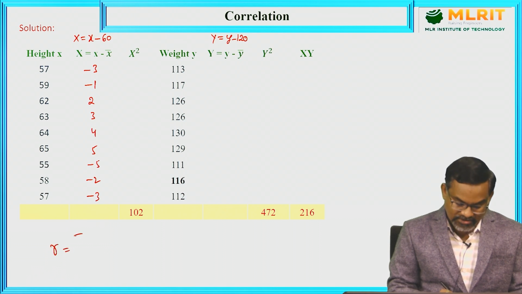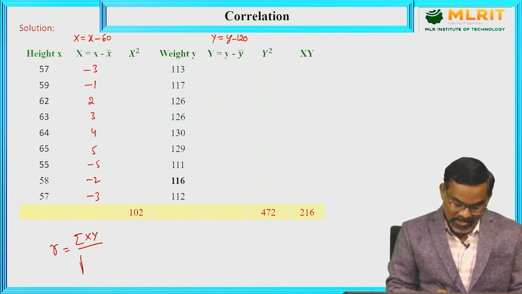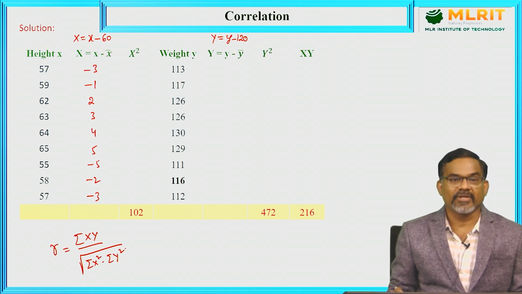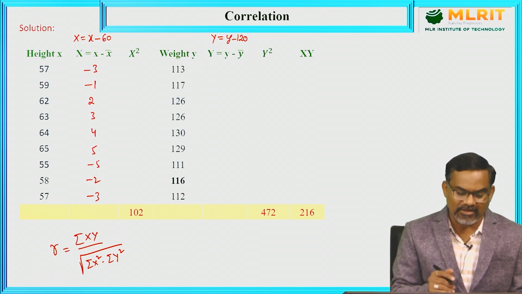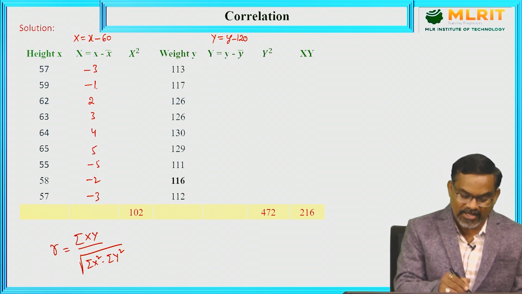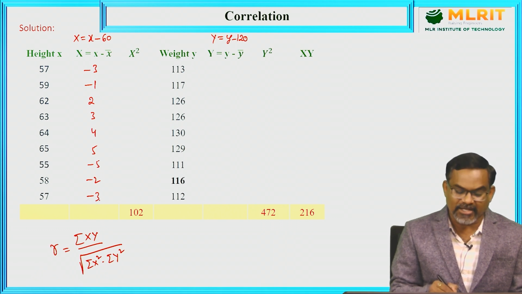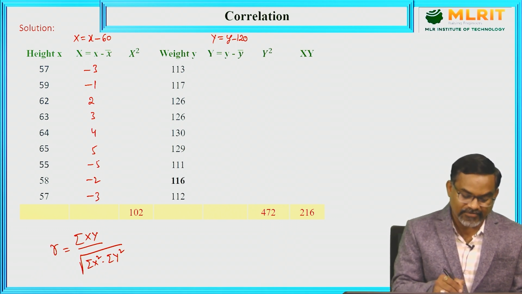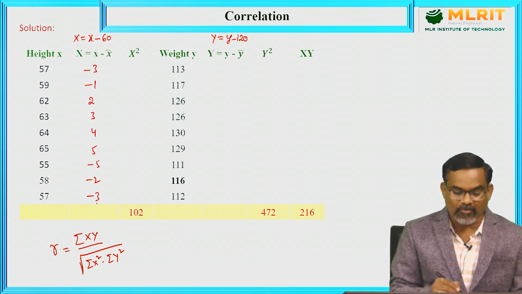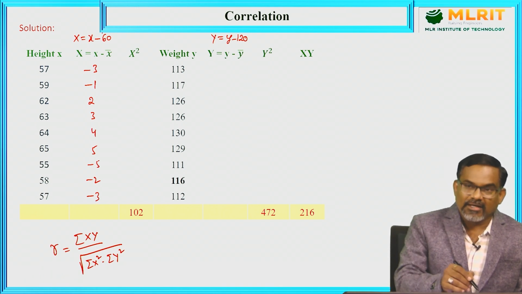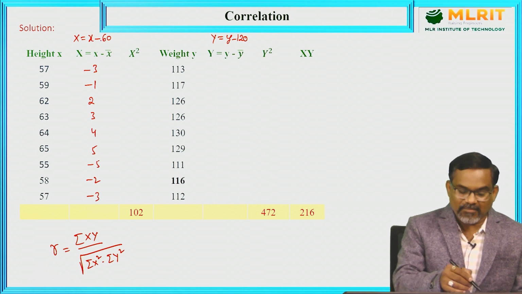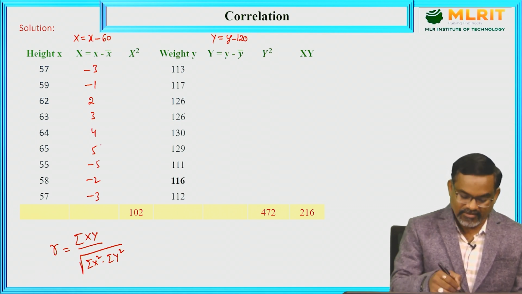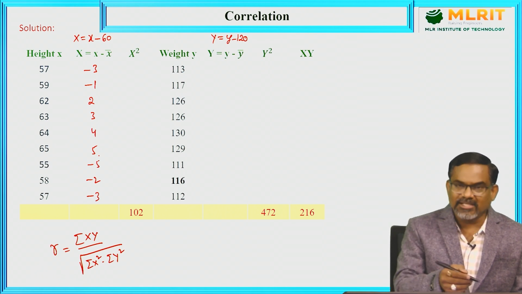In the formula we need, what is the formula? R equal to sigma capital X into capital Y by under root sigma capital X square into sigma capital Y square. We don't need sigma capital X, so don't calculate this total. Even if you calculate, what you will get? Minus 3, minus 1, minus 4, then minus 9, minus 11, minus 14 and this is 5 plus 5 plus 4 plus 14. You will get 0 because the sum of the deviations of the values from the actual mean gives 0. So we don't need this capital X now.